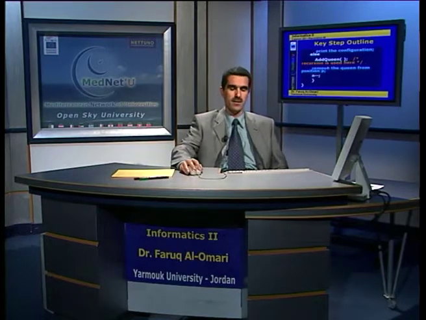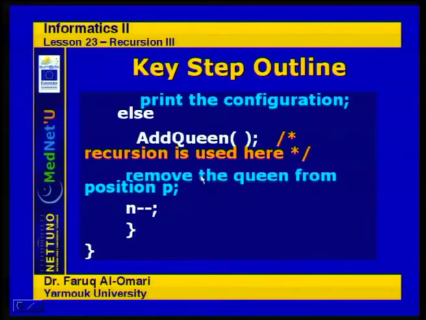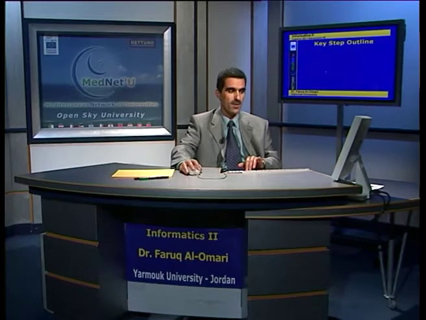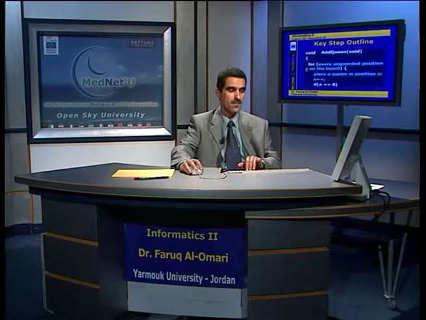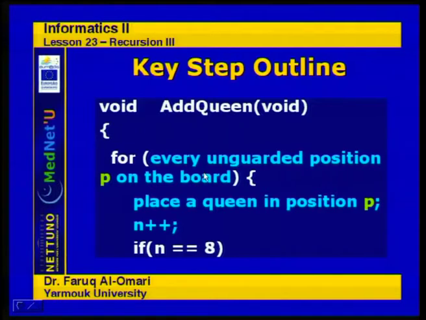So in many cases, I might need to remove the queen from position P, and in that case, I'm going to decrement the number representing the number of queens on the chessboard, and I will go back to the loop on the previous slide, where I would look at other possible positions to where I can add the queen.